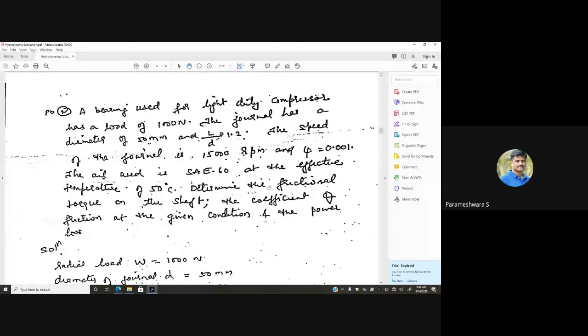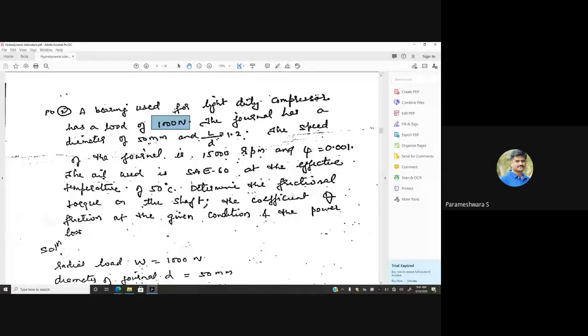So again, this problem is on lightly loaded journal bearing. Because the load given over here is 1000 Newton, that is 1 kilonewton. Always, if the load is less than or equal to 1000 Newton or 1 kilonewton, we consider it a lightly loaded journal bearing. So they have asked you to determine the power loss. Power loss due to what? Power loss due to friction.